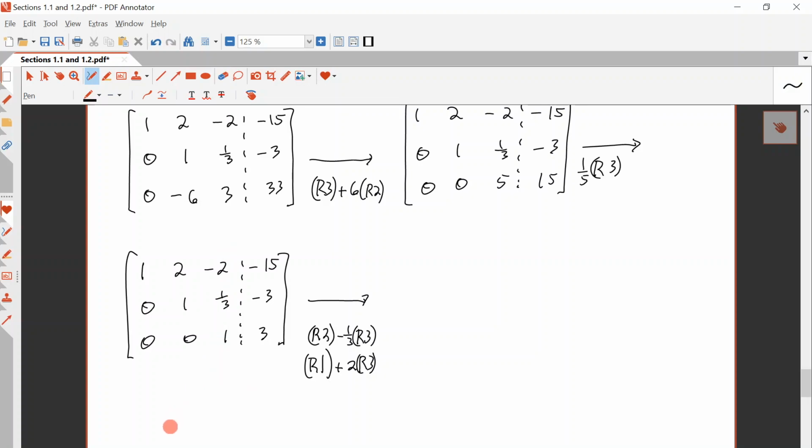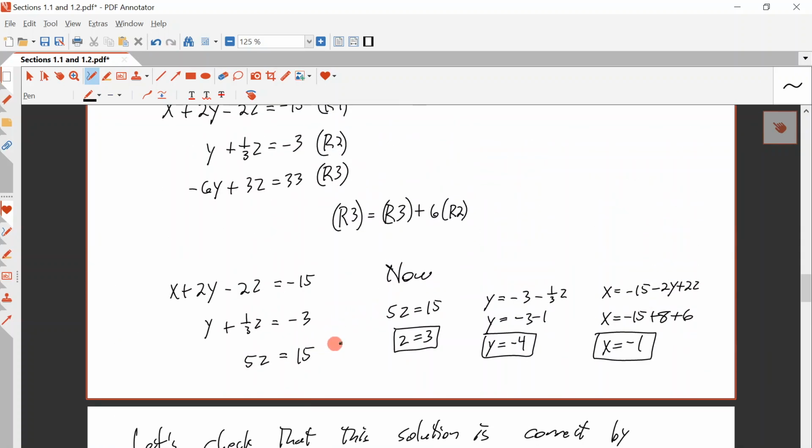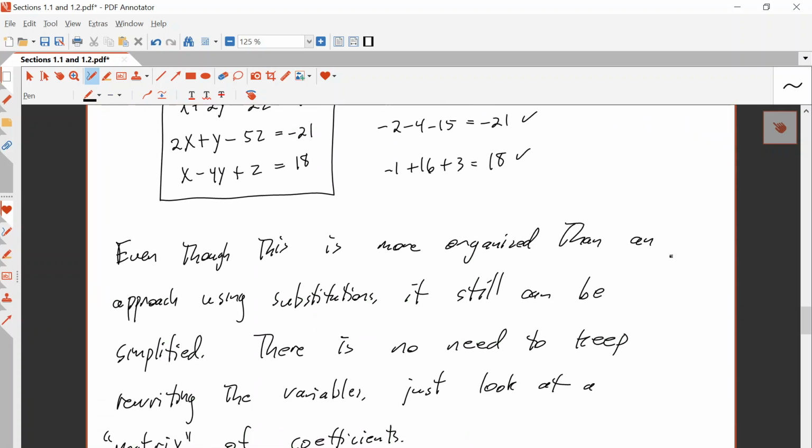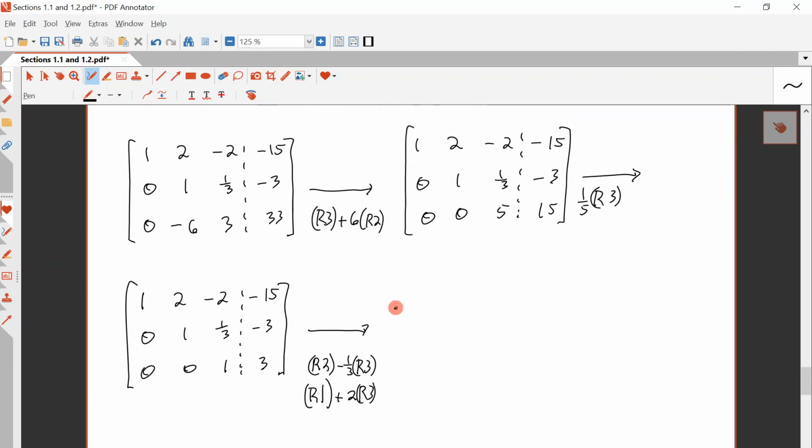And I'm going to leave row 3 the way it is, because row 3 just says z equals 3. So we already know what z is, right? So then we could do that sort of back substitution that we were doing up here, but even that we make more organized in this matrix approach. Row 1, and because there's zeros here, it doesn't affect what's going on there.